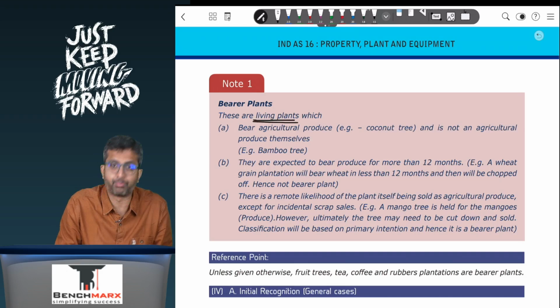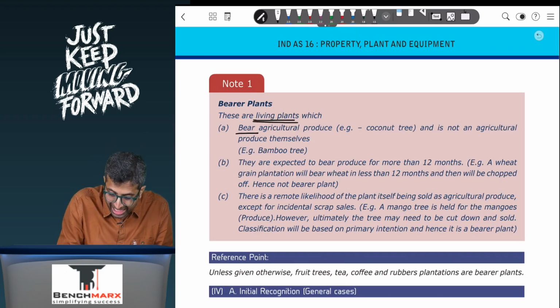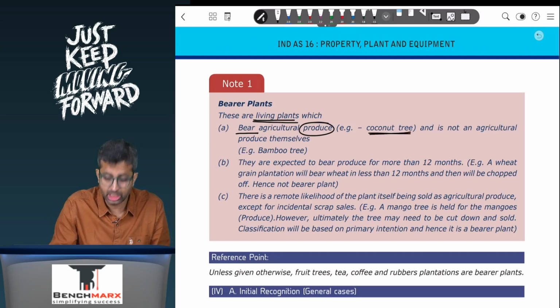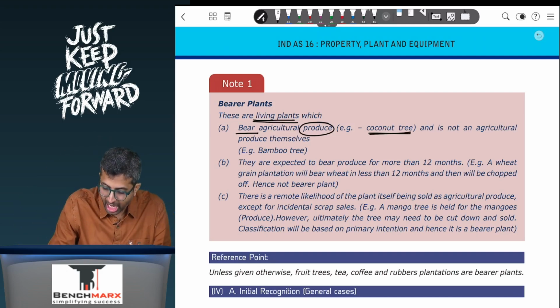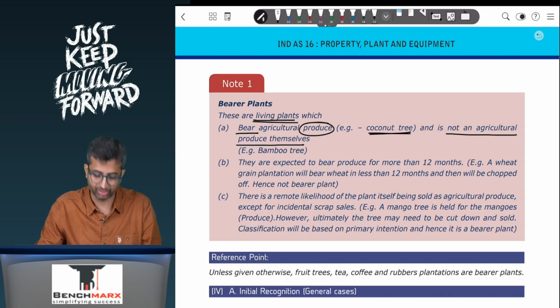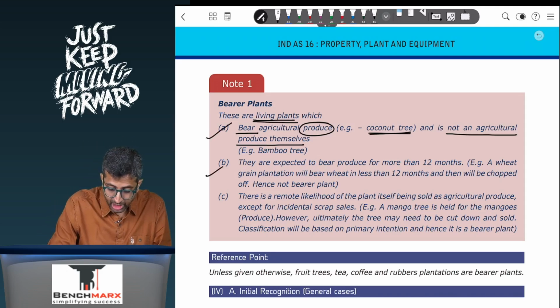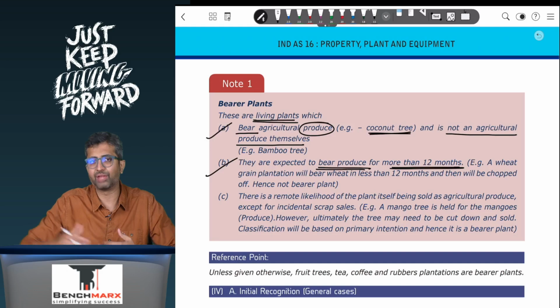So when I look at bearer plants, if I have to explain it again, what are bearer plants? These are living plants which bear some produce. Like coconut tree bears the coconuts. The tree itself is not the produce. The bamboo tree itself is the produce and is not agriculture produce itself. A bamboo tree itself is the produce. Second, they are expected to bear produce for more than 12 months. So their life is beyond 12 months.